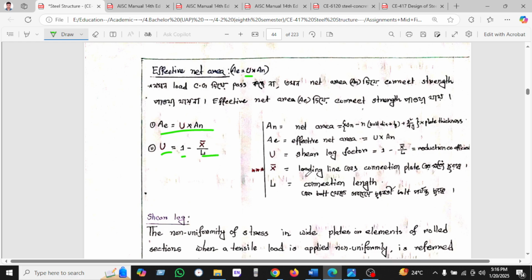How do we get the x bar? It is the distance between the loading line and the connection line. L, what is the L? L is the connection length.